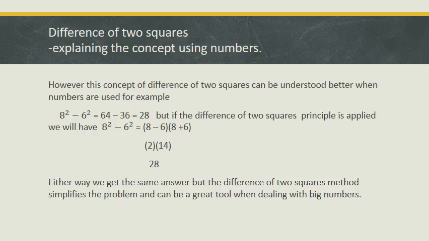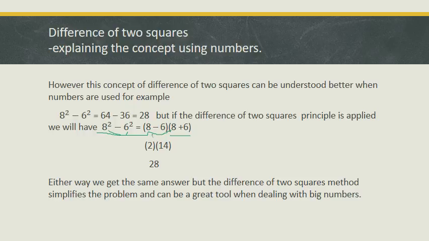But if you decide to use the difference of two squares principle, because you have 8 raised to the power of 2 and 6 raised to the power of 2, so you have a difference of two squares here because they are both raised to the power of 2, you could follow the principle and have 8 squared minus 6 squared equals 8 minus 6 multiplied by 8 plus 6, using the principle that we talked about in the previous slide.